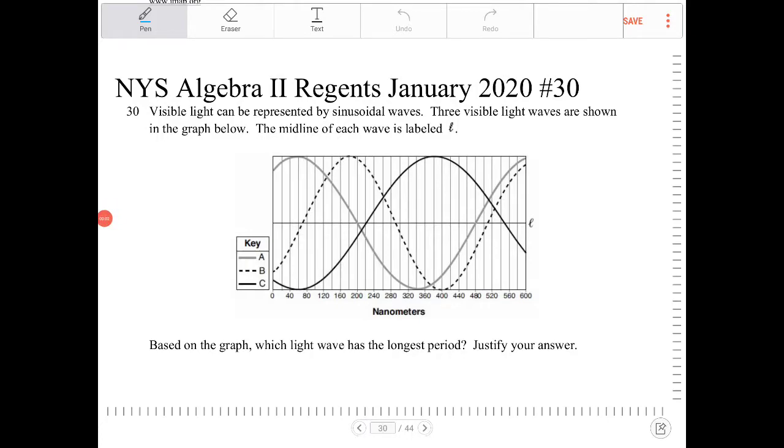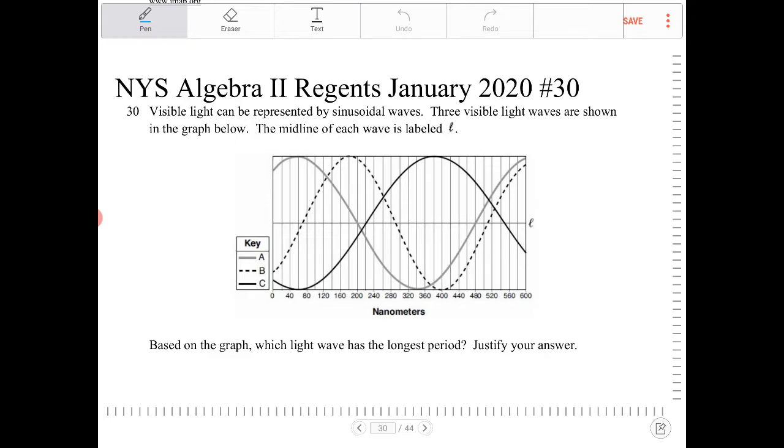Visible light can be represented by sinusoidal waves. 3 visible light waves are shown in the graph below. The midline of each wave is labeled L. So it looks like all 3 waves have the same midline. Based on the graph, which light wave has the longest period?